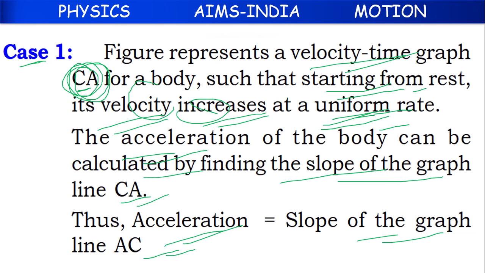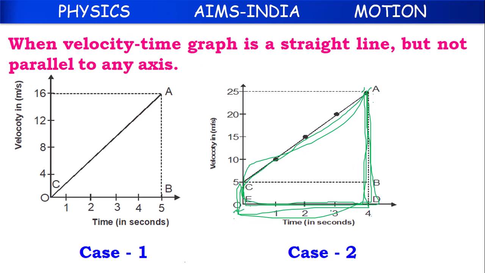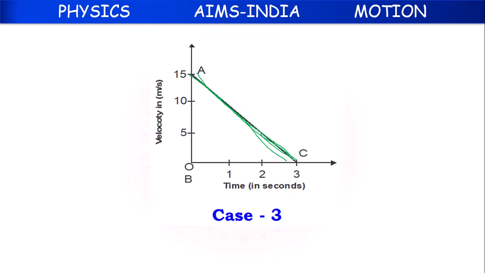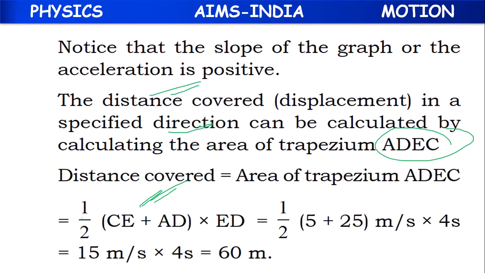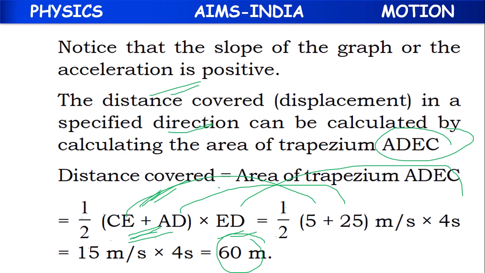Or indirectly, we can do with the help of triangle and rectangle. 40 plus 20, 60 will come. Or with the help of trapezium. So half of CE plus AD, this we have to add into ED. So half into CE value 5, AD value 25, ED value 4. If we do like this also, if we apply the trapezium formula also, we will get the same answer.